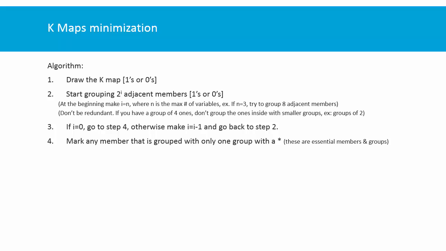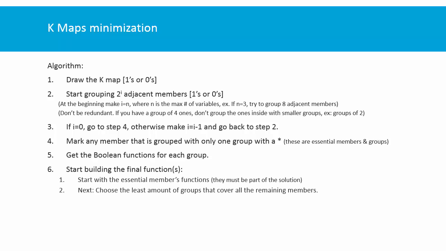Then, now that we have grouped all the members, we're going to mark any member that is grouped by only one group with an asterisk. This is very, very important. These asterisks represent the essential members and, of course, the essential groups. The 5th step is to get the Boolean functions for each group, and we're going to see how you get these Boolean functions. And finally, you're going to start building the final function.